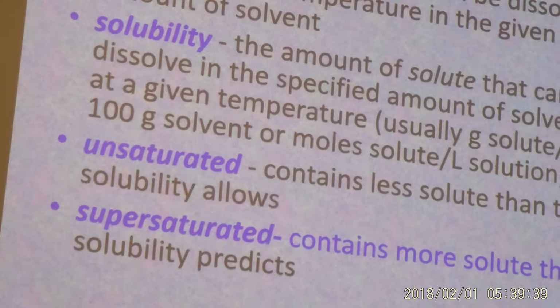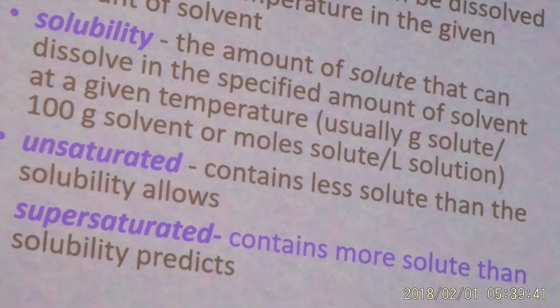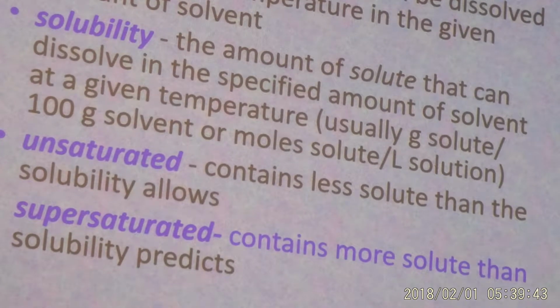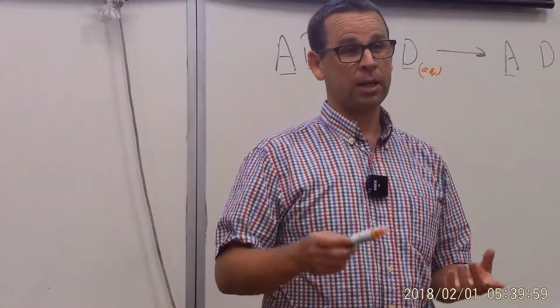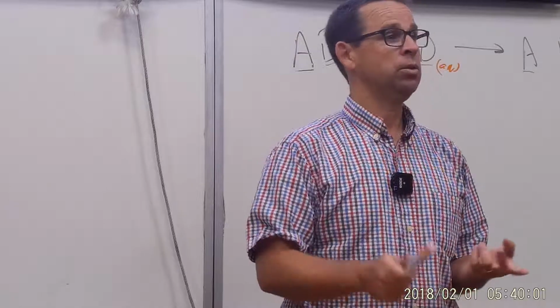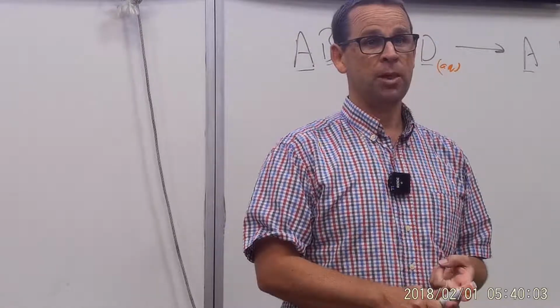Unsaturated means that we can still add more solute. Supersaturated, you can get a situation where you have more solute dissolved than the solvent can theoretically contain. Has anybody ever made homemade syrup before? Generally, the recipes for homemade syrup are like a ton of sugar, a little bit of water, and then what do you do?